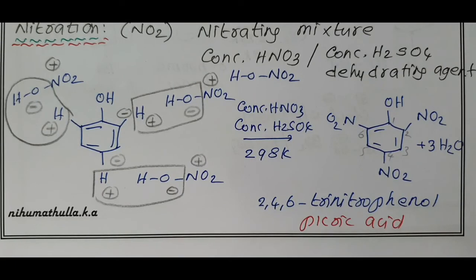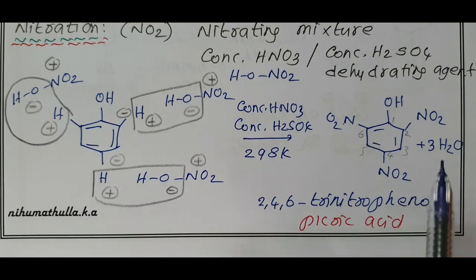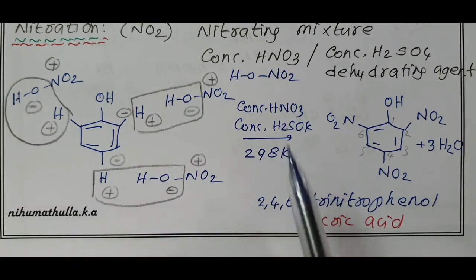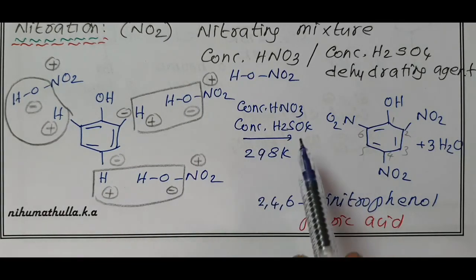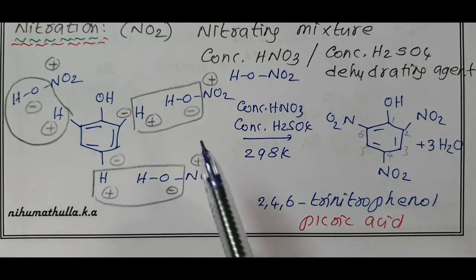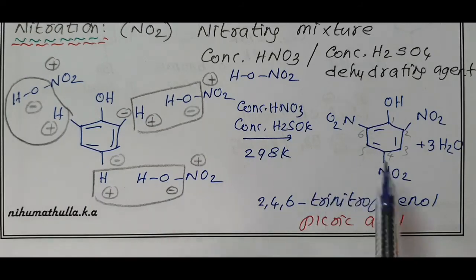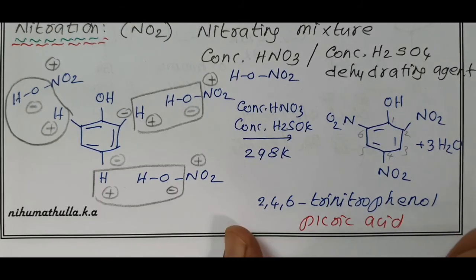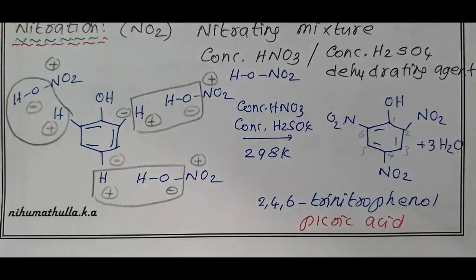This picric acid is not directly prepared nowadays. It is prepared by first treating phenol with concentrated sulfuric acid at 100 degrees Celsius, 373 Kelvin, which converts the phenol into phenol 2,4-disulfonic acid, and then with concentrated nitric acid to get picric acid. I will write the reaction, how it is converted.